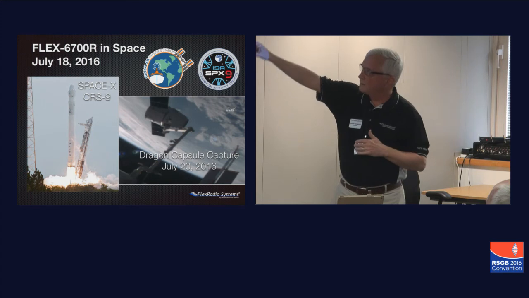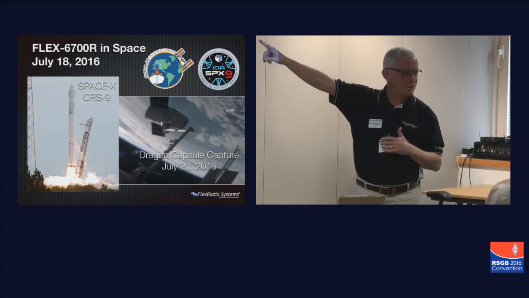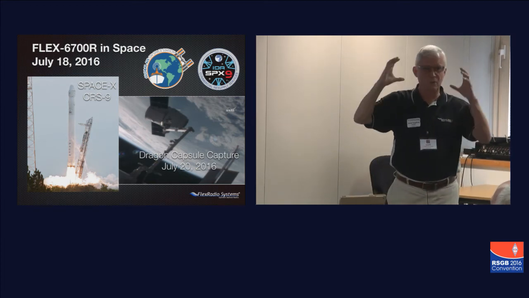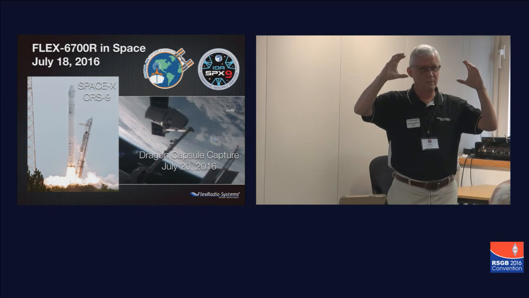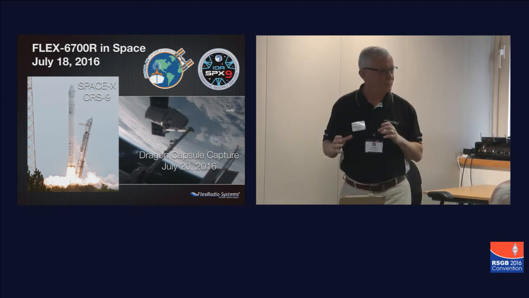So on July 18th, two Flex 6700Rs launched on SpaceX CRS-9. It was along with a new docking collar that they were going to put on the space station to allow them to dock some of the newer capsules.